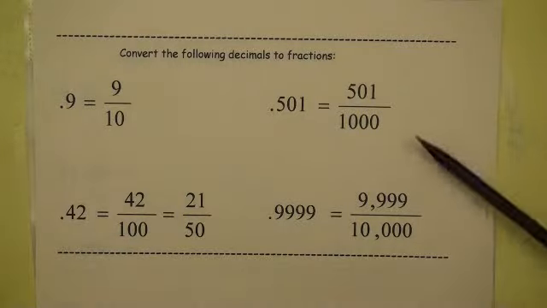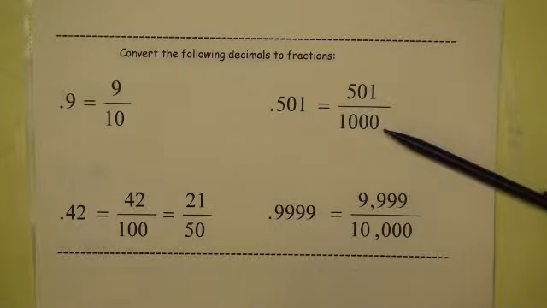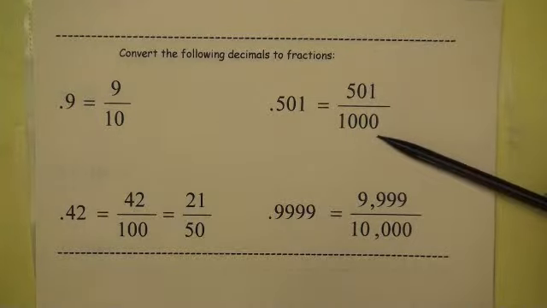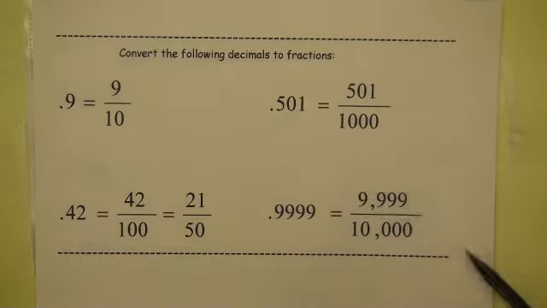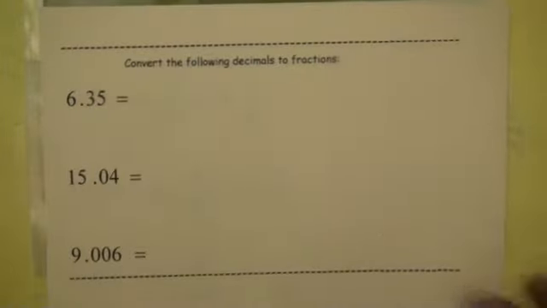And just to reiterate and re-explain what fractions mean, if you had a 1,000 piece puzzle, this would mean that you have 501 out of those pieces. That's what this 0.501 would mean. Okay? Let's move on to the next one.